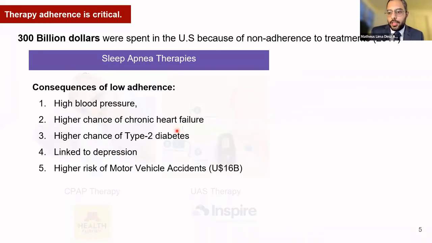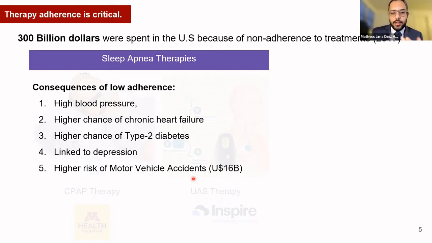And what are the consequences of non-adherence to a sleep apnea treatment? Well, the patients are likely to have higher blood pressure. They have a higher chance to have chronic heart failure, and a higher chance to have type 2 diabetes. And also, because they do not sleep well, they are likely to go into depression. And even if you ignore all these 4 points, still $16 billion are spent only because of motor vehicle accidents linked to patients who do not treat their sleep apnea.